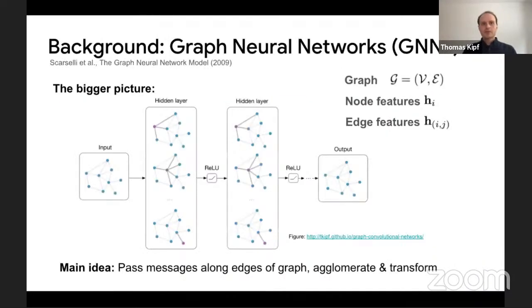So the bigger picture for graph neural networks, as already back in the days with the graph neural network model and some earlier papers, is essentially you pass messages along the edges of the graph, which are parameterized by neural networks. You agglomerate those messages and you transform them, and you keep on repeating that, and maybe have some nonlinear activation functions or nonlinear transformation functions in between. And just for the purposes of this talk, I'm going to denote node features usually by h_i and edge features by h_ij.